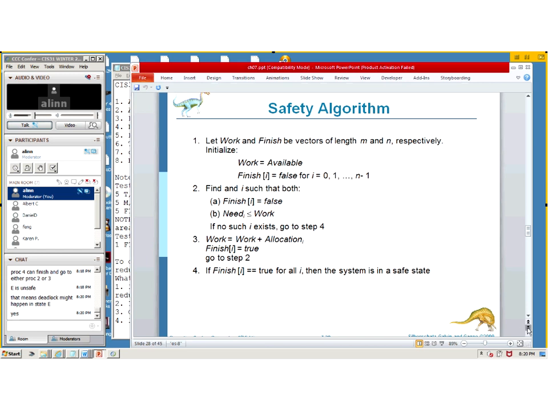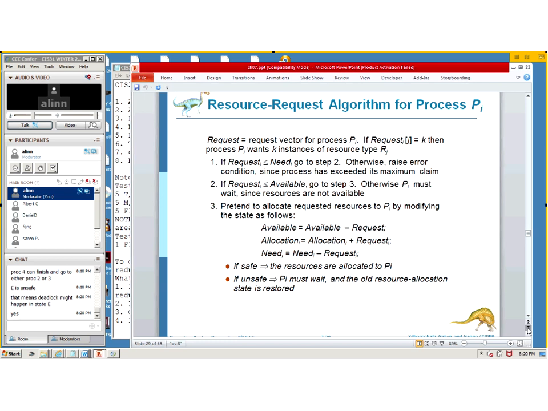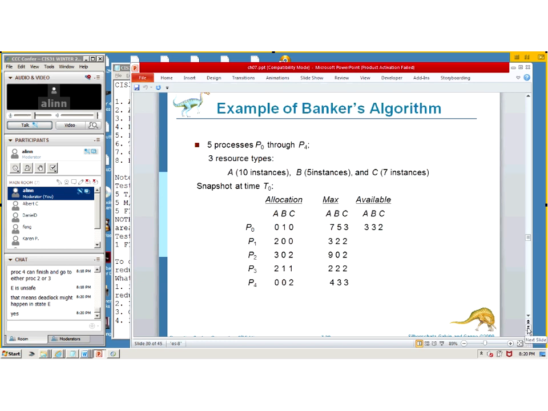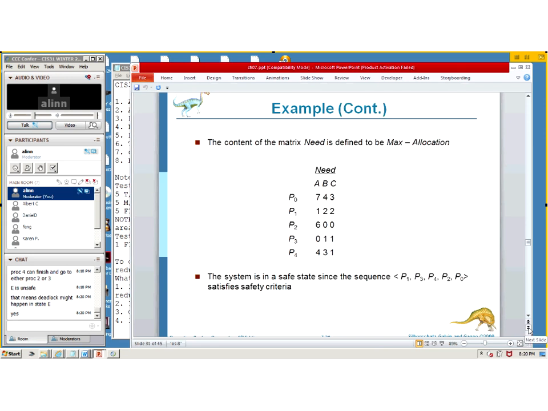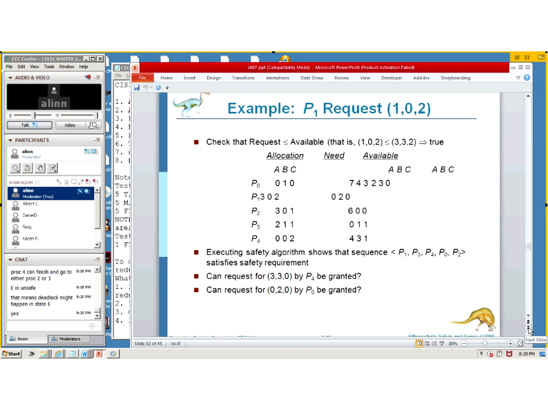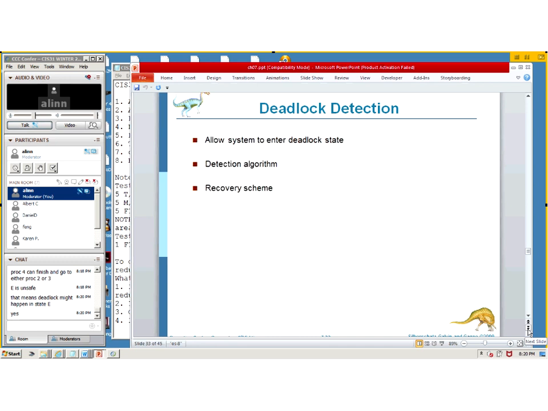So this safety algorithm is the algorithm that checks for safe state. Okay, and it's pretty cool. And you can see an example here. It's more complex than my example. Not sure if I have a problem on your chapter 7. I can't remember if one of these is on the homework or not.